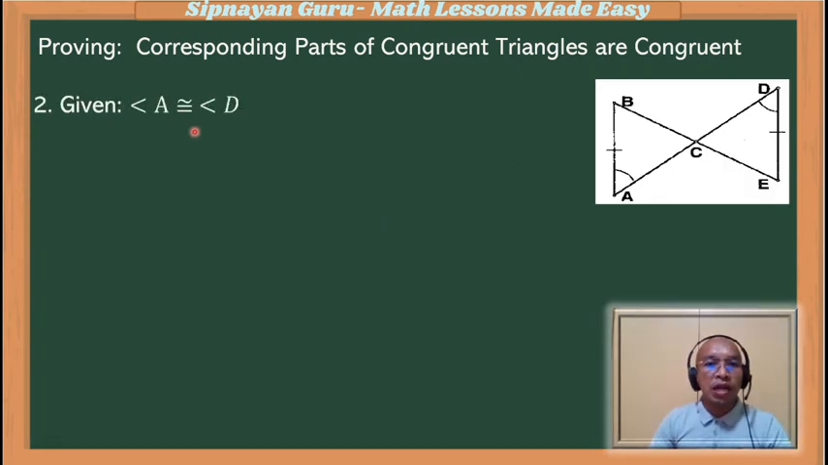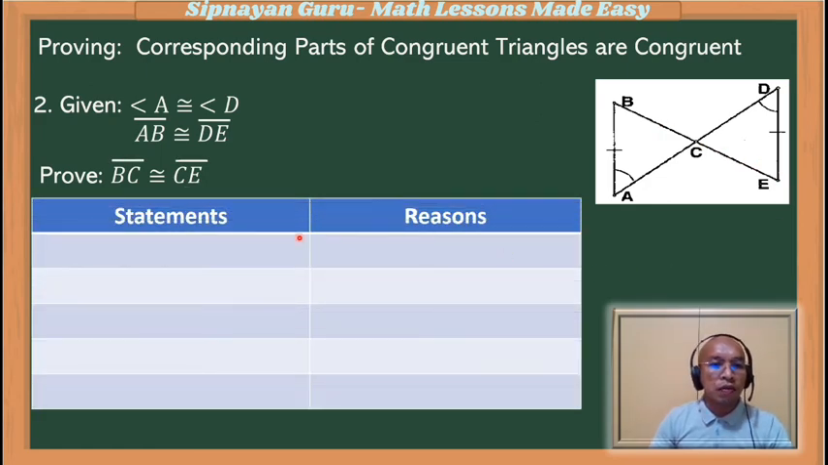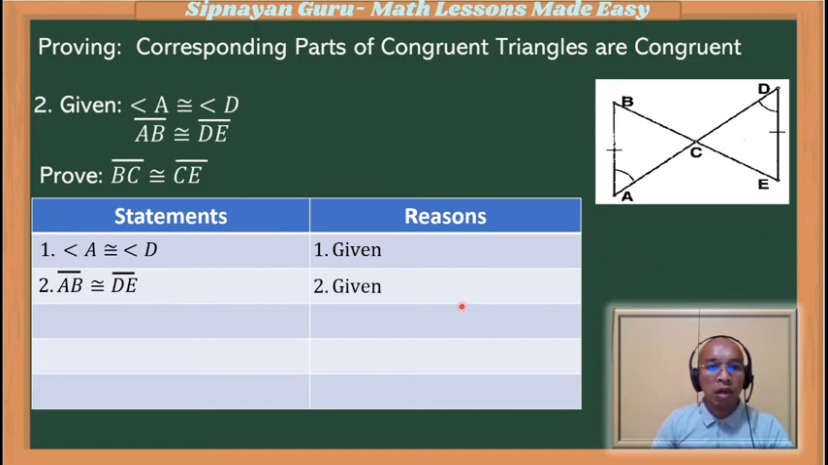Next, the given is angle A is congruent to angle D, and segment AB is congruent also to segment DE. We are asked to prove BC is congruent to CE. So first, of course, the given statement, angle A is congruent to angle D. Second, AB is congruent to DE. Based on the illustration, they are equal because that is a given statement.